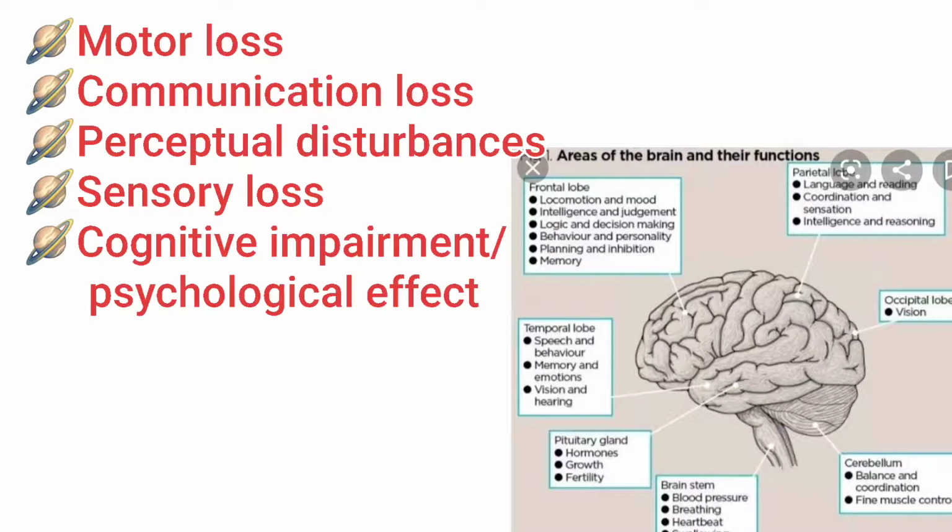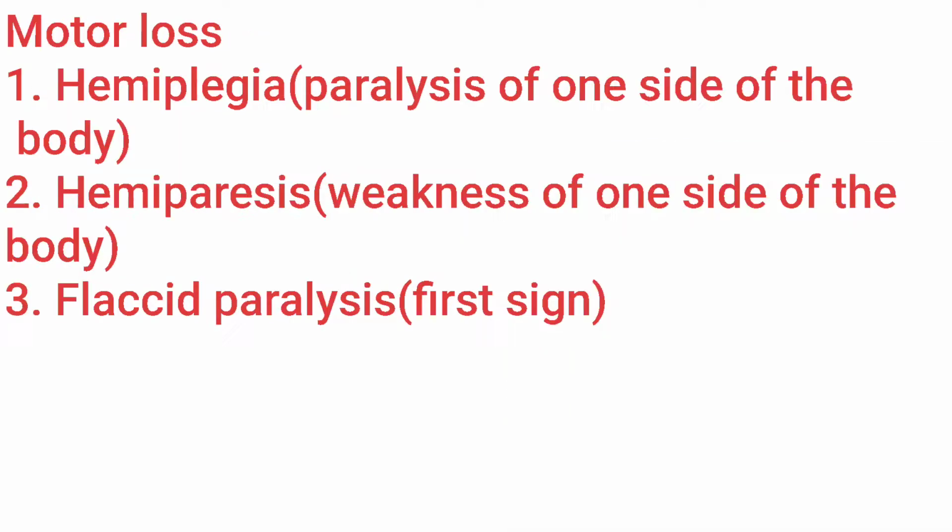Stroke affects many brain functions. There is motor loss, communication loss, perceptual disturbances, sensory loss, cognitive impairments, and psychological effects. In motor loss, stroke affects the upper motor neuron and results in loss of voluntary control over motor movements. Because the upper motor neurons cross, a disturbance of the voluntary motor control on one side of the body may reflect damage to the upper motor neuron on the opposite side of the brain.